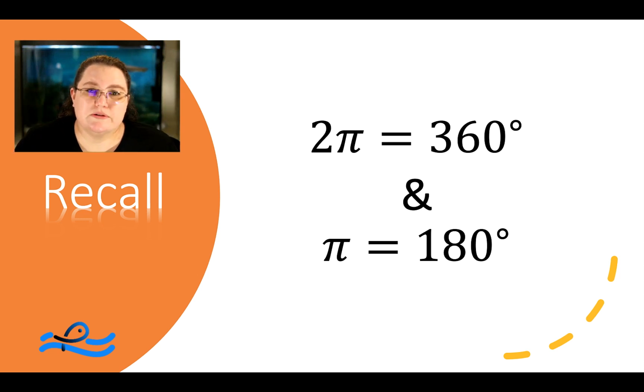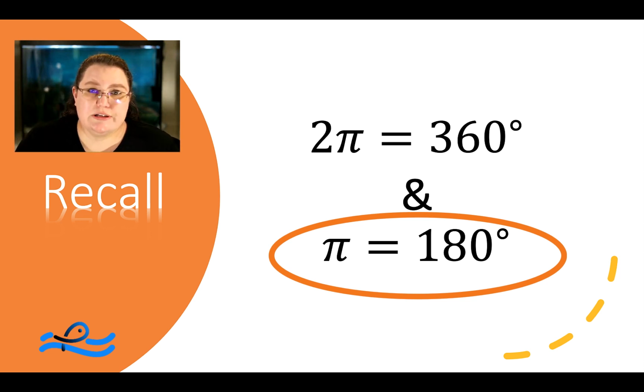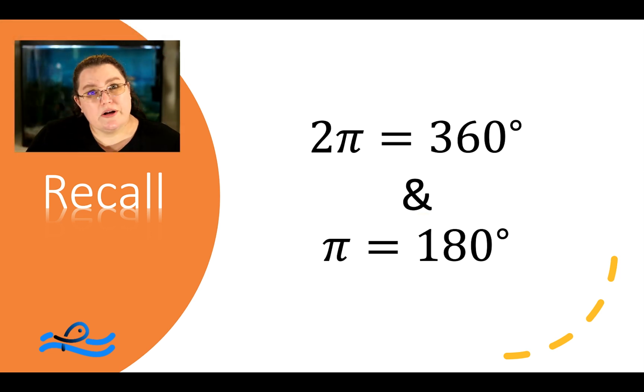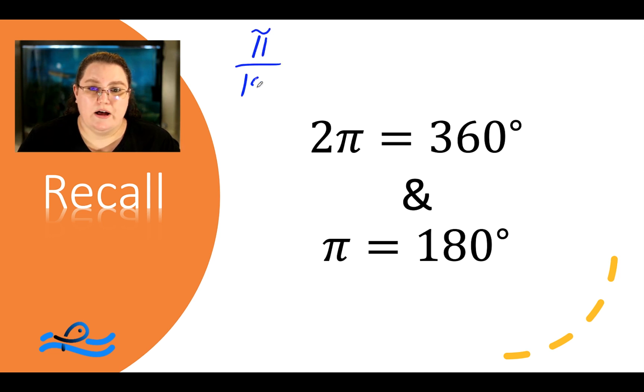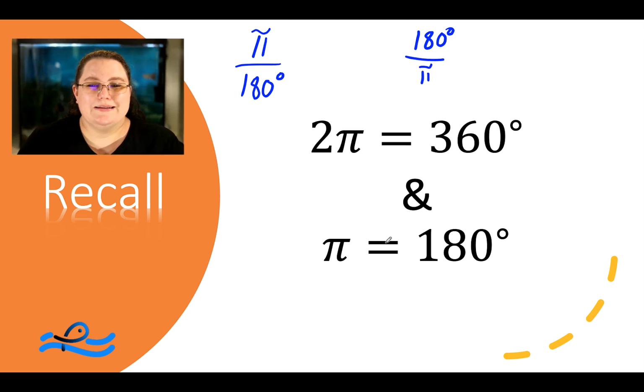But it's easier to work with smaller numbers, so oftentimes we use this other equation, pi equals 180 degrees. So what we want to do is multiply either our radian or degree that we're trying to convert by a factor that's equal to 1. We're either going to be multiplying by the fraction pi over 180 degrees, which is equal to 1 because pi is equal to 180 degrees, or we're going to be multiplying by the fraction 180 degrees over pi, which is also equal to 1 because 180 degrees is equal to pi.